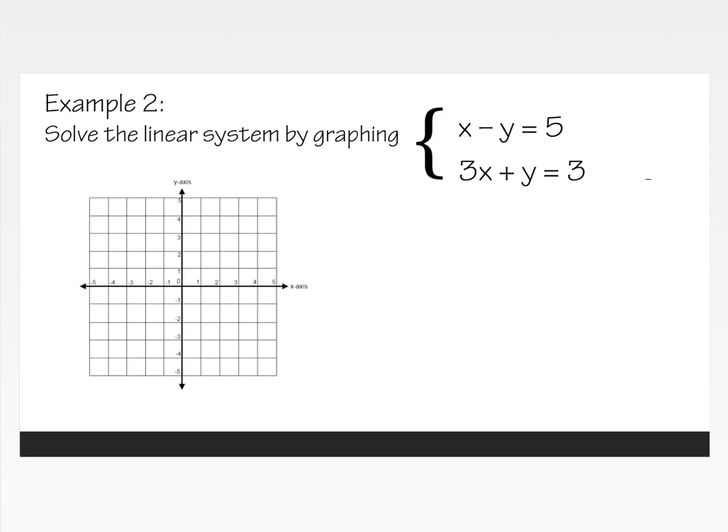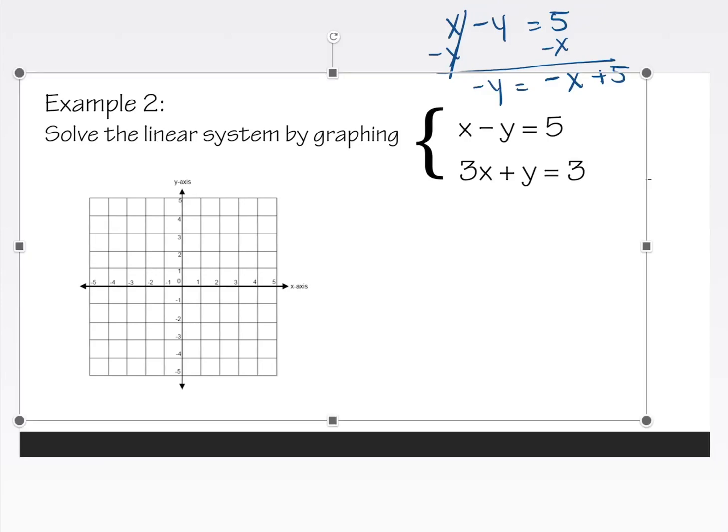Let's try another example. In example 2, we're going to solve the linear system by graphing, but here both of our equations are in standard form, so we need to convert them to slope-intercept form. Let me rewrite my example up here. So we have x minus y equals 5. We're going to subtract x from both sides, and we get negative y equals, if we write it in slope-intercept form, negative x plus 5.